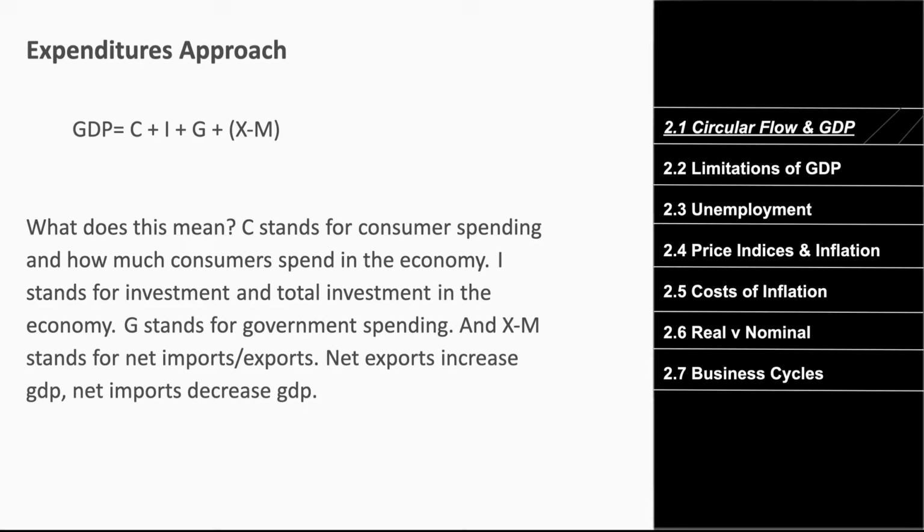Net exports means that we're actually producing a lot more, that we're producing a lot of stuff and we're giving it away. Net imports means our GDP is kind of low, we're bringing stuff in. So the higher the net exports is, the more it increases GDP. The higher net imports is, the lower GDP goes. You need to remember this formula, and you need to understand how to calculate it.